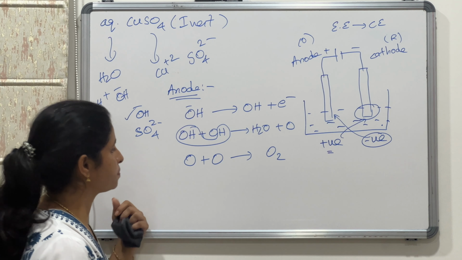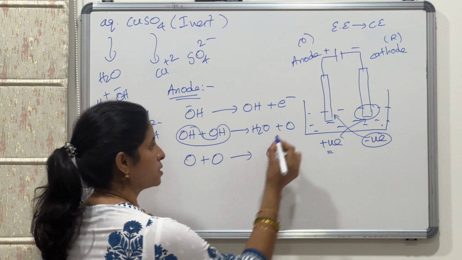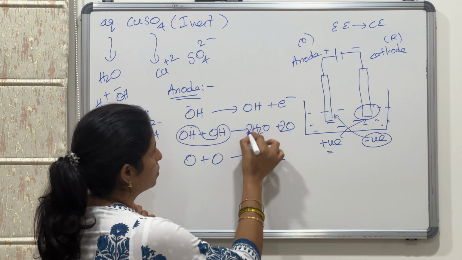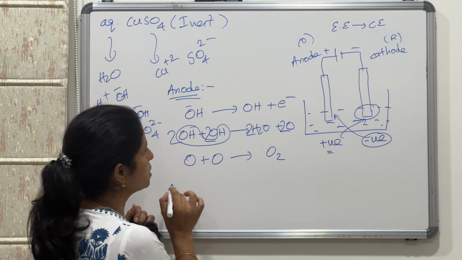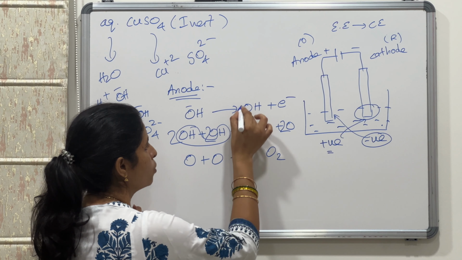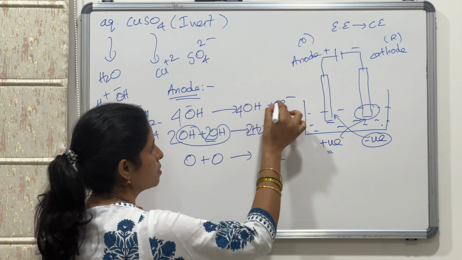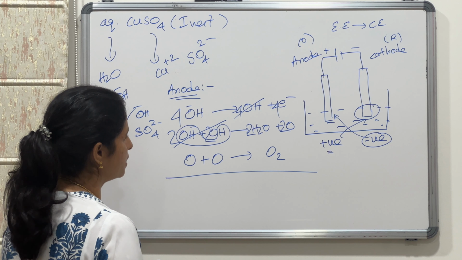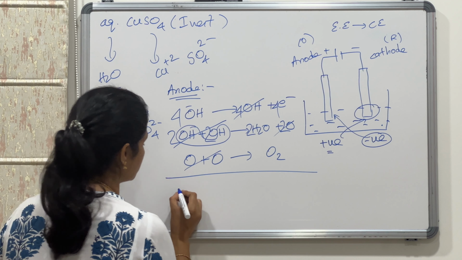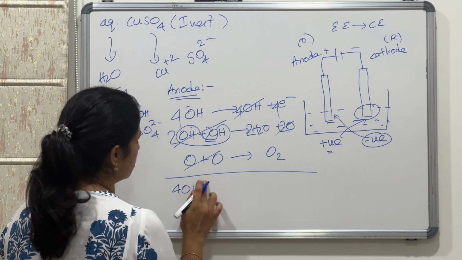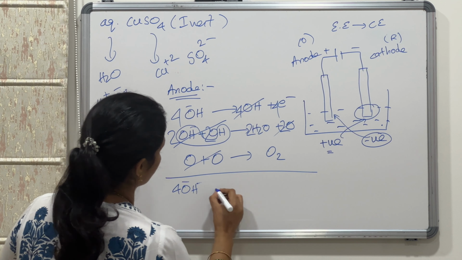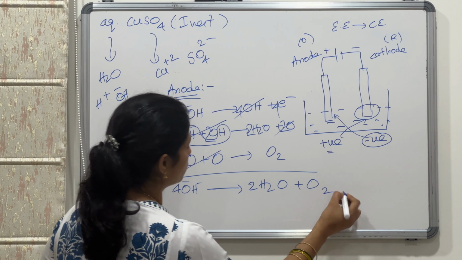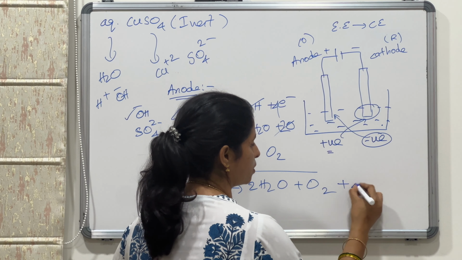So here I have taken 2 oxygens, means just balance this equation. 2 oxygens, 2 H2O, 2 OH, 2 OH. Then this will be 4 OH, 4 OH minus, 4 electrons. So what will be the net reaction? These will get cancelled. These will get cancelled. So the overall reaction is 4 OH minus gives 2 H2O plus O2 plus 4 electrons.